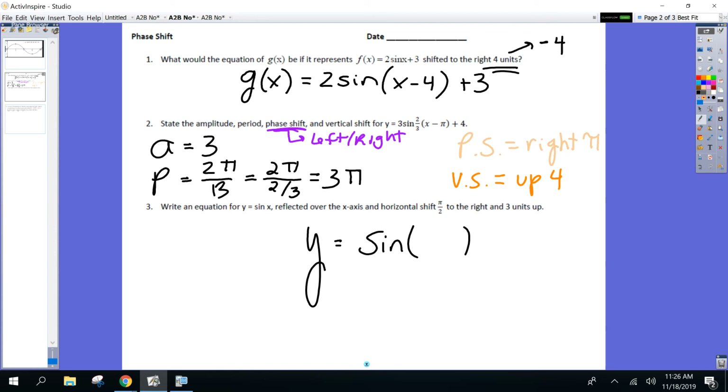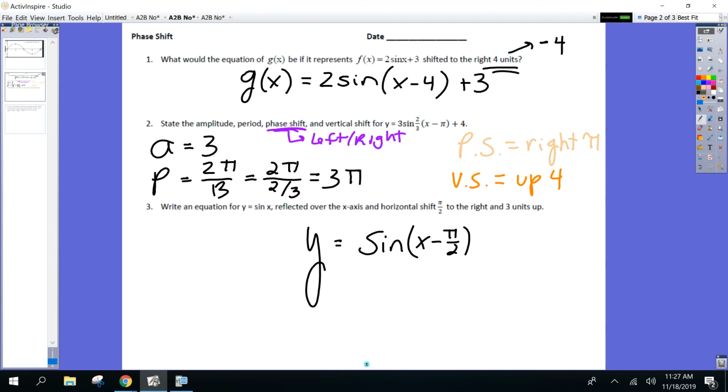Okay, good. A lot of good things going on. Pi over 2 to the right. Hopefully we had x minus pi over 2, not a plus sign, but a minus sign. Remember, when you go left and right, it's the opposite. It's the opposite of what you think.